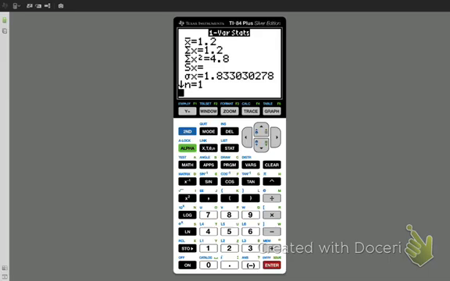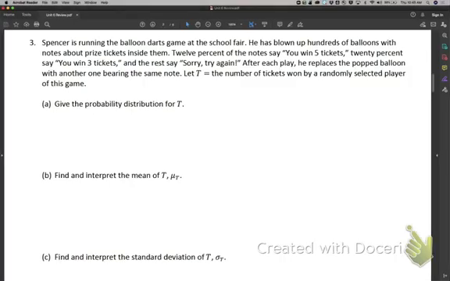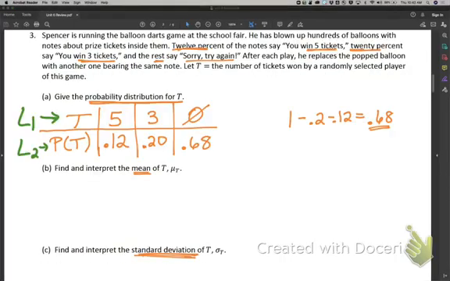Okay, so let's write those down. We have here that the mean of T equals 1.2. Again, that was listed as X bar in my calculator. And down here, the standard deviation of T, that was 1.833.